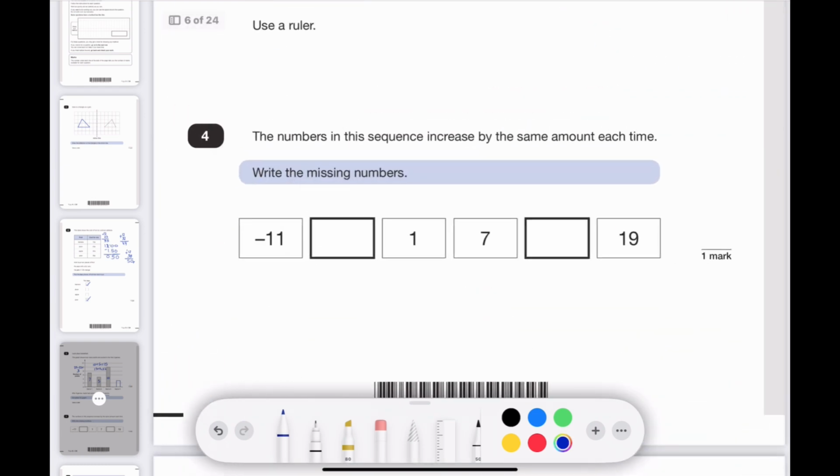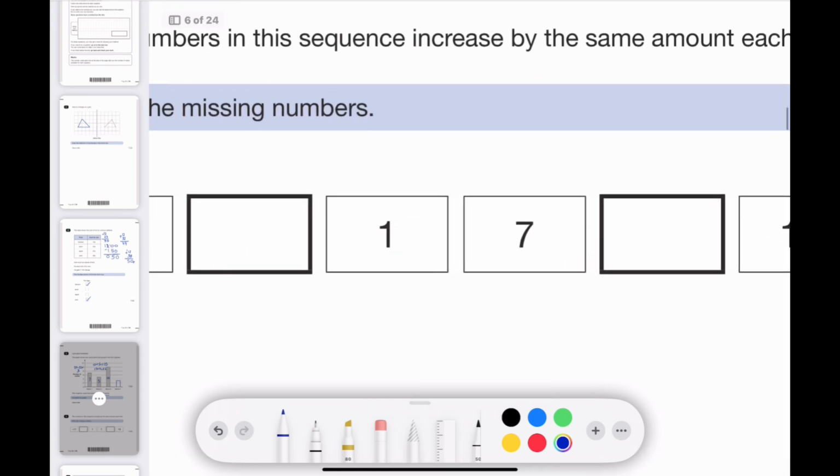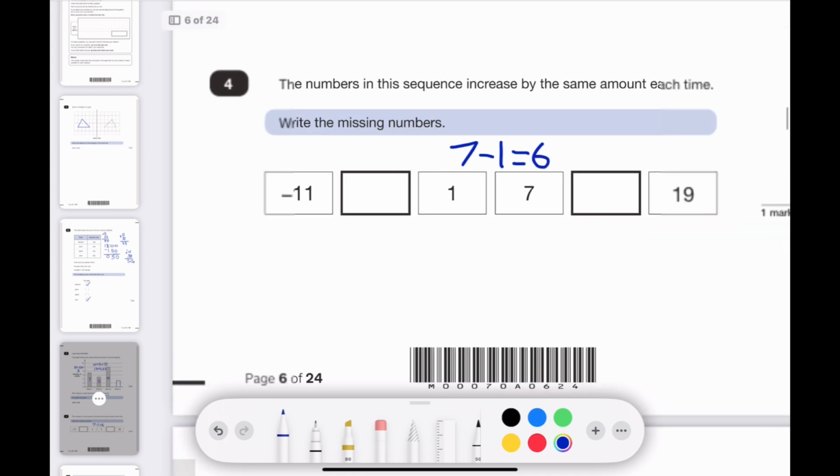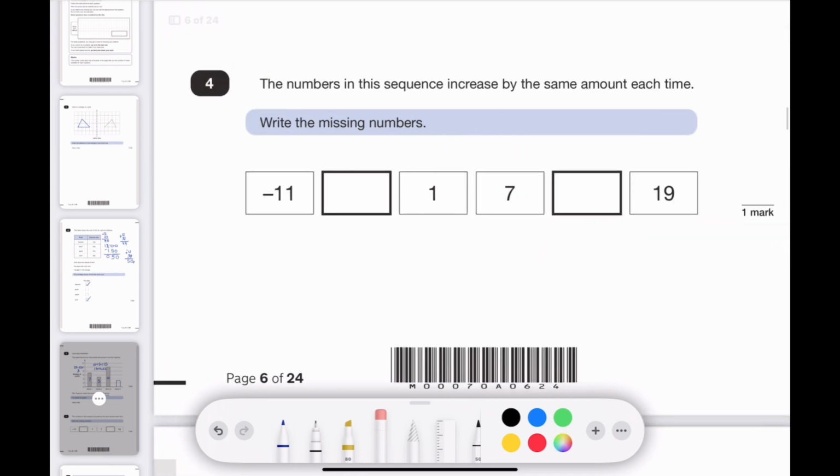Question 4. The numbers in this sequence increase by the same amount each time. Write the missing numbers. So we have 2 numbers here that are not missing, so we can work out the difference between 1 and 7. 7 take away 1 equals 6. So the sequence is going up in 6.